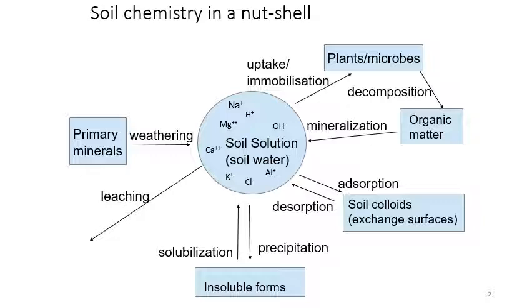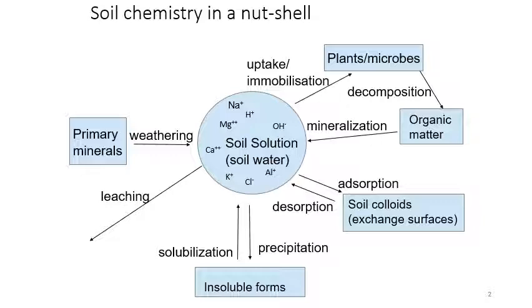We start with primary minerals, i.e. rocks, and through weathering, some of these minerals become broken down and dissolved in the soil solution, where they exist as charged ions. You will remember that these charged ions can become adsorbed onto clay and humus in the soil, which is one of the main processes that stops them from being lost to the system through leaching. However, they can also be desorbed back into the soil solution. So we have one flux from the soil solution towards soil colloids, exchange surfaces like clays, and the ions can get adsorbed or desorbed back into the soil solution.